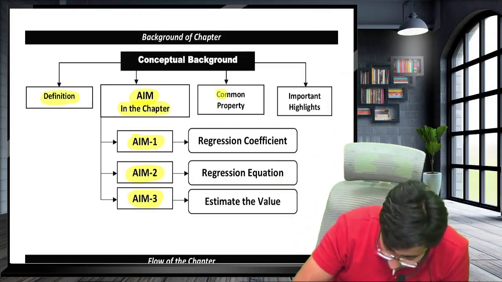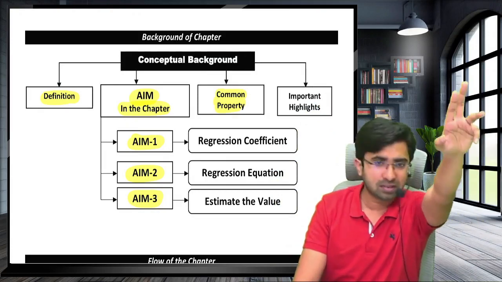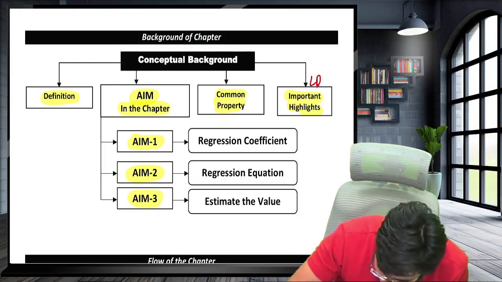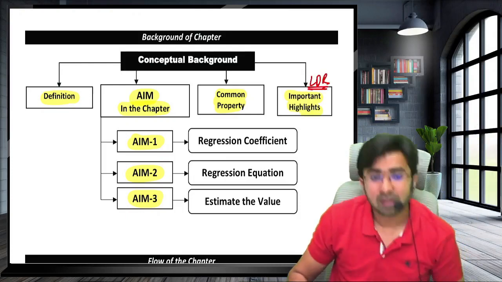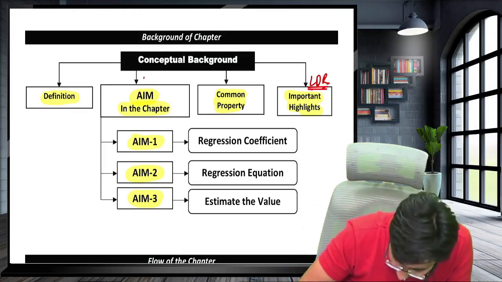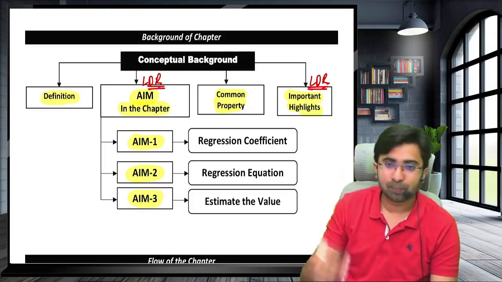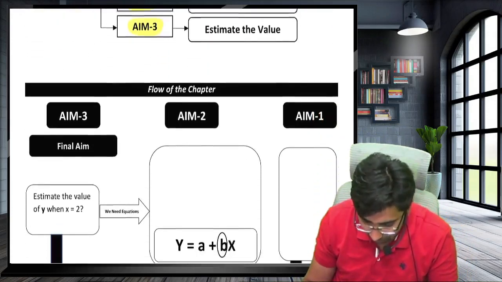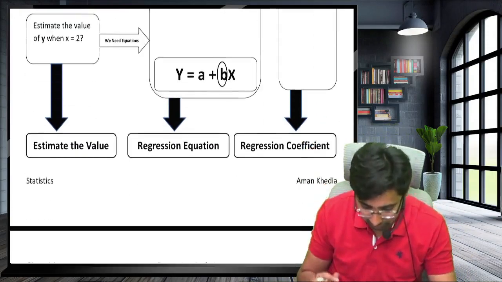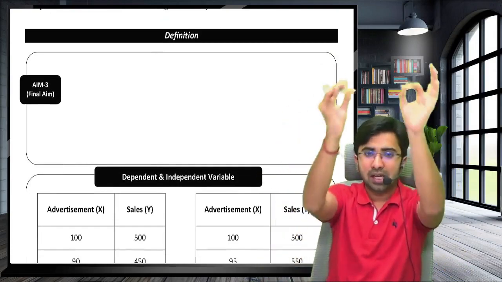Then we'll go with the common property, a very easy property, whether it is affected by the origin or scale, same thing. Then other important highlights. You can mark this as LDR, last day revision, other important highlights, most favorite area of the institute, and one is the aim, LDR, one of the most important areas for our study. Guys, let's start with this chapter. I will come back to the flow of the chapter. Let's first of all start with the definition of regression analysis.